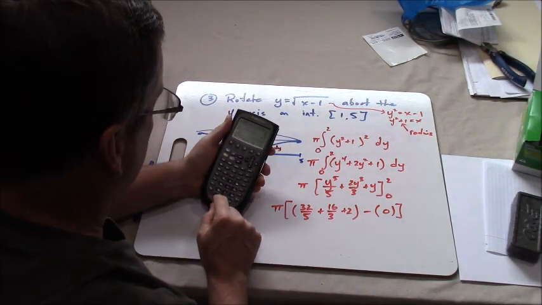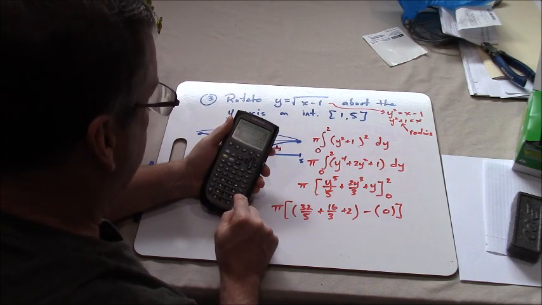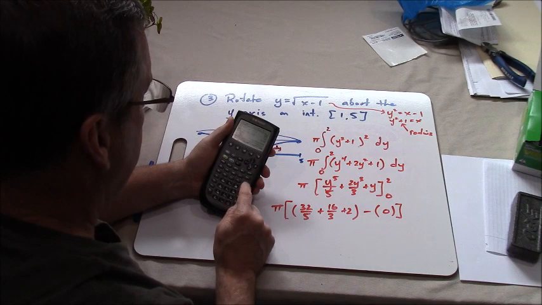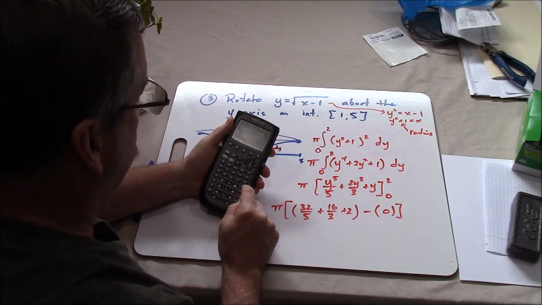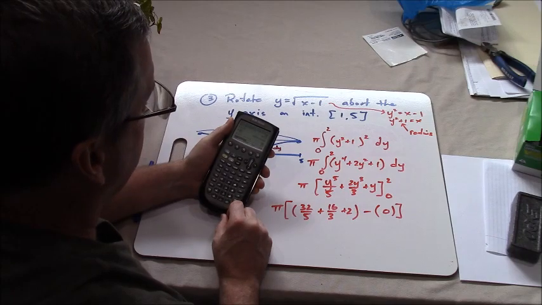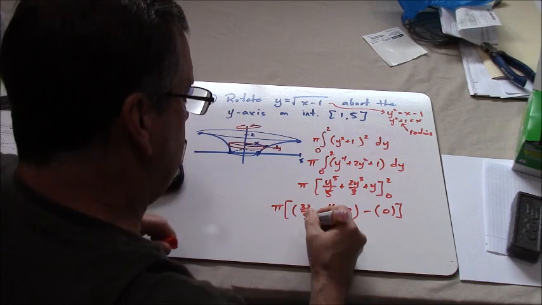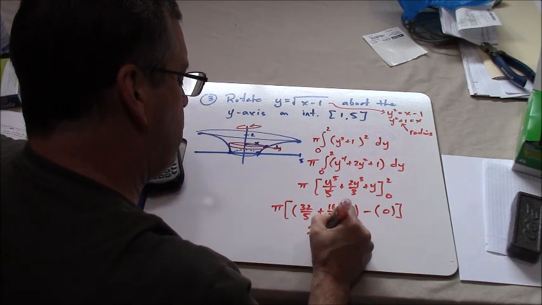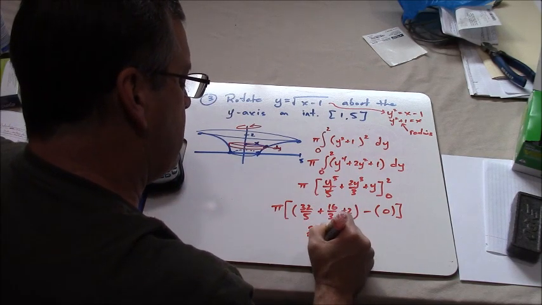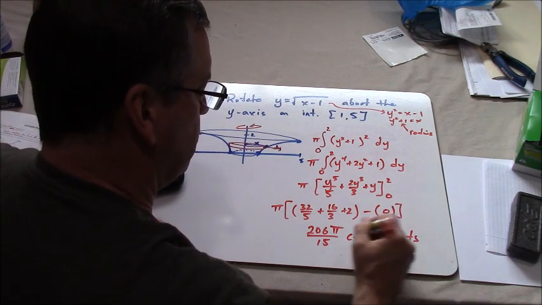So I've got 32 divided by 5 plus 16 divided by 3 plus 2. That's 206 over 15. So that would be 206 pi over 15 cubic units.